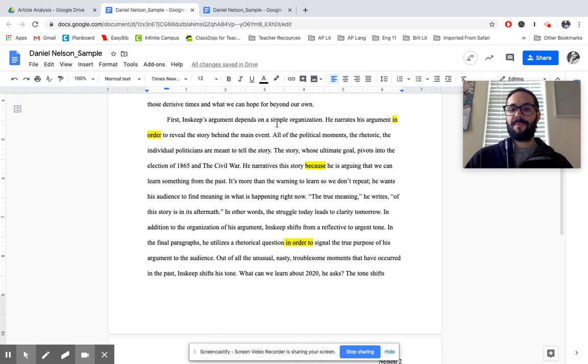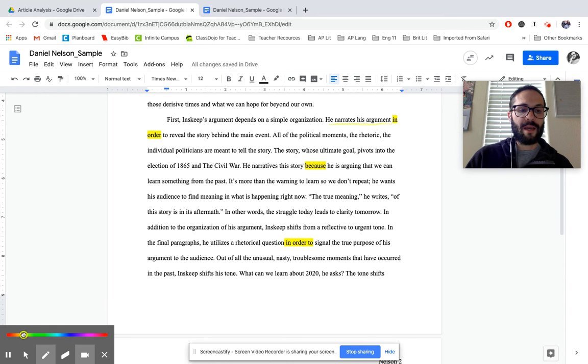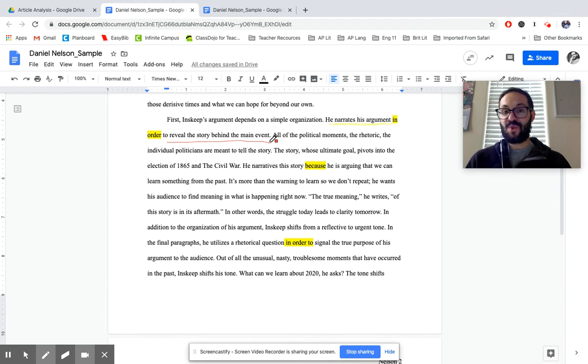So that's what he's doing. The author, Steve Inskeep, is narrating his argument. He's narrating the argument in order to reveal something else. That's why he's doing it. And he's doing that because his narrative is helping him argue that we can learn something from the past. Now, this is really meaningful because we're looking at what the author is doing and why they're doing it. So we want to think about those in order statements because of this. How are they trying to reach that central idea?